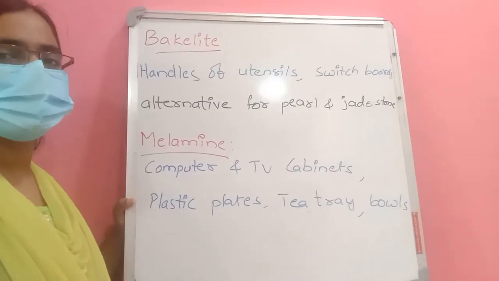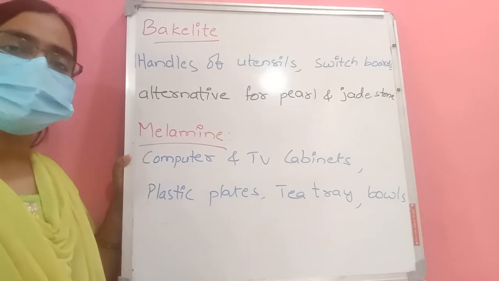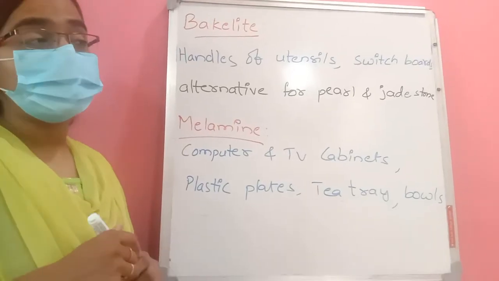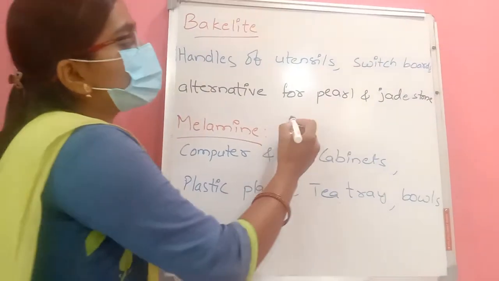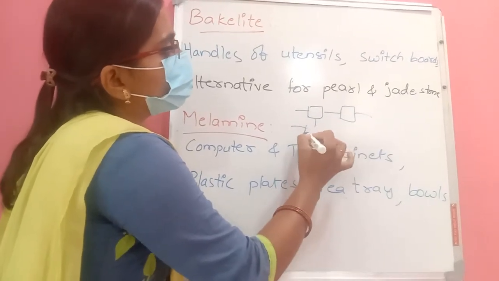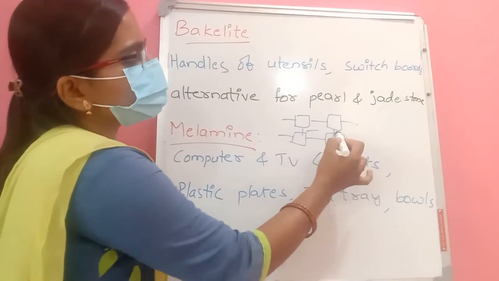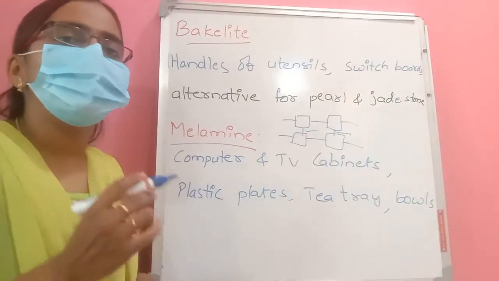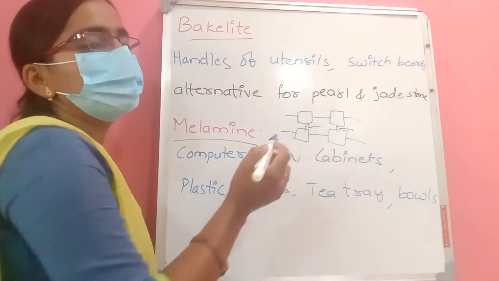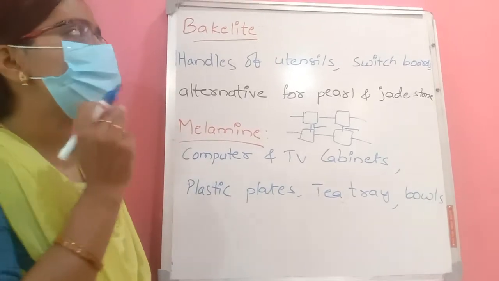Next we have bakelite. This is a thermosetting plastic, bakelite and melamine. So why should we use these thermosetting plastics? These thermosetting plastics are cross-linked. That's why, if you heat once, they have strong cross-linked bonds. If you heat again and again, these bonds become strong and cannot melt. That's why thermosetting plastics cannot melt.